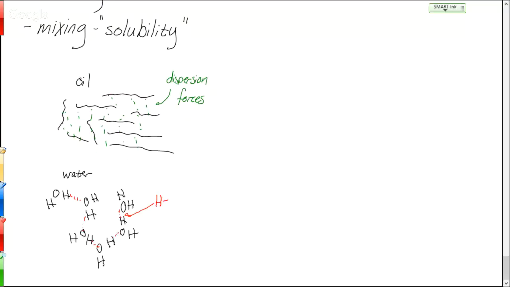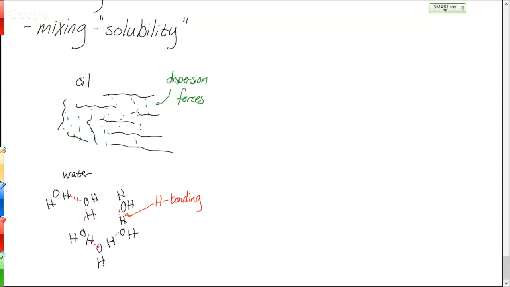So here's our hydrogen bonding polar forces that are connecting the water molecules. You don't have to draw it. This is on Blackboard, so you can just listen. The point being that these two samples have different types of forces.